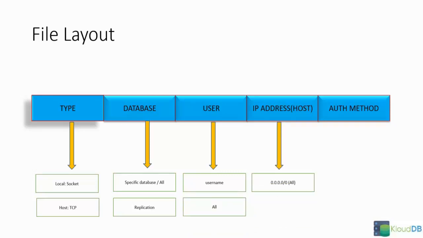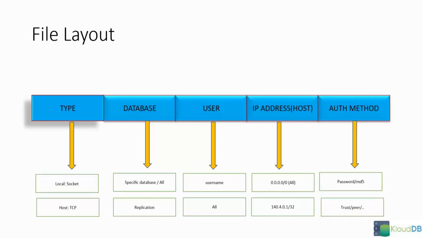Then the IP address, the client IP address. Here, it means all IPs or a particular IP range that you can assign. And then the authentication method field can have a method such as password, MD5, trust, or peer. So there are several authentication methods that you can specify depending on your needs. These are the fields in the pg_hba.conf file. Each record has these fields. You need to understand what each of these fields means, because this file is really important in managing a Postgres database.